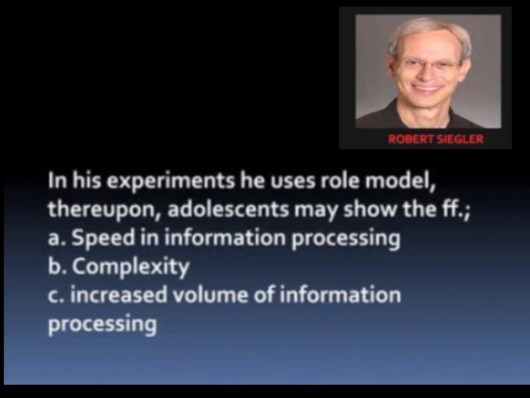And in his experiments, he uses a rule model. Thereupon, adolescents may show the following: speed in information processing, complexity, increased volume of information processing. We examine the correct and wrong answers to each of the problems, and drawing out rule model in thinking and knowing.